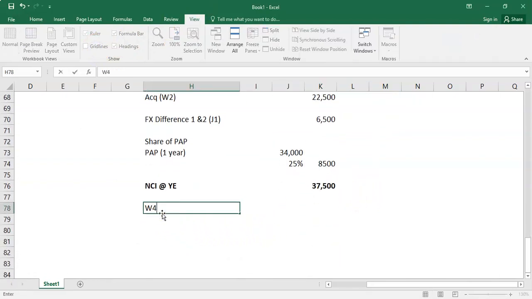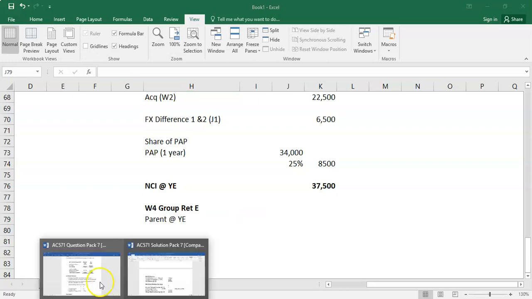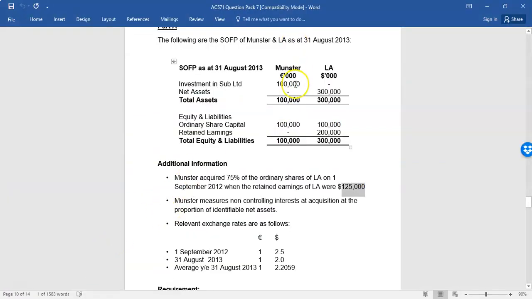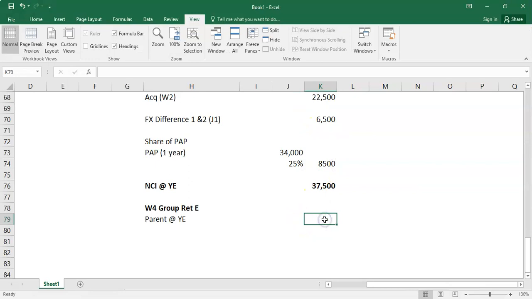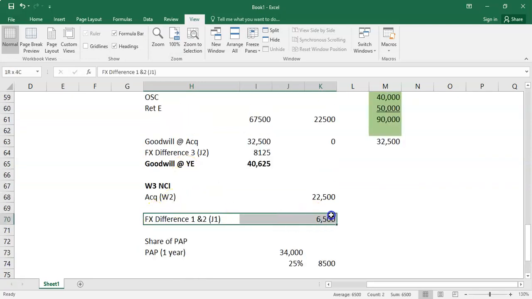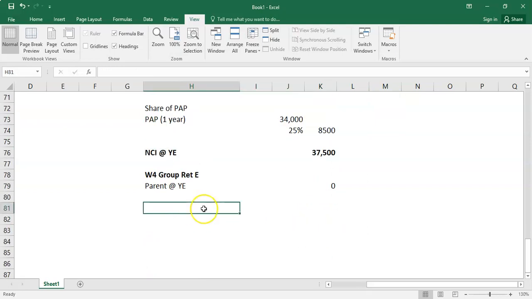So working 4, let's look at the group retained earnings. Similar logic again. The group retained earnings starts with the parent at year end, as it always does. We know the parent at year end here is nil. Munster Acts, very simple, has none. We know none of the FX differences go to group retained earnings. The FX differences go to a group FX reserve, which we'll do as working 5. So that's a difference. Any of the difference go into the NCI because it only has one line item, but they're kept separate for these.